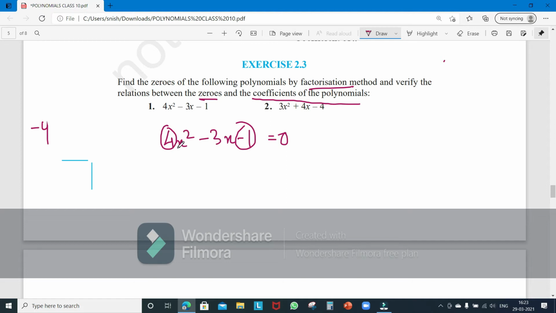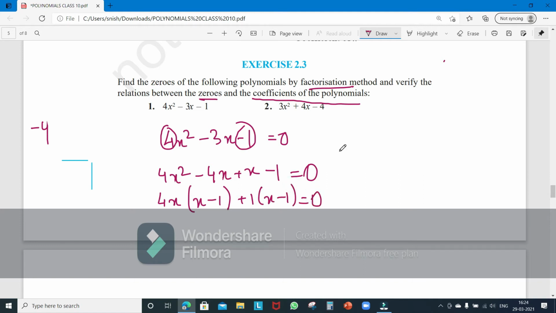So you have to get it in terms of the second coefficient. I think you know this definitely. So it will be, just a minute, negative 4x plus x minus 1 equals to 0. So now take 4 common. 4x if you take common, you will get x minus 1 plus 1 into x minus 1. Okay. So now I think you know this, right? Simple calculations. 4x plus 1 into x minus 1.